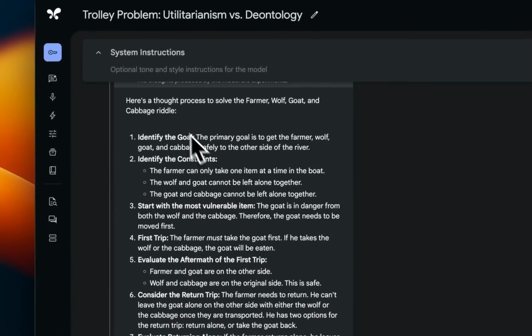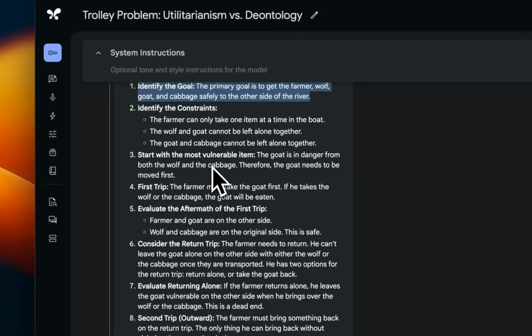And the reason is that during its internal thought process, the goal that it identified is incorrect. So it says the primary goal is to get the farmer, wolf, goat, and cabbage safely to the other side of the river. So it's not really looking at the prompt that we presented, but rather looking at the version that it has seen in its training data, and just creating a response based on that.